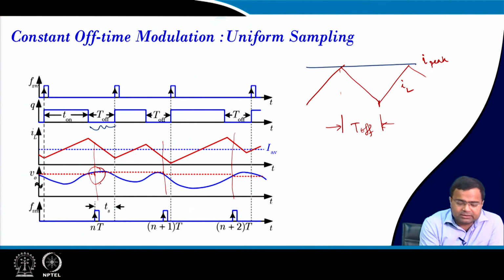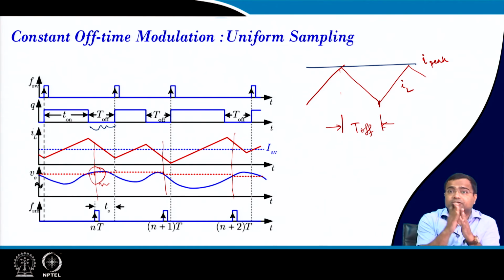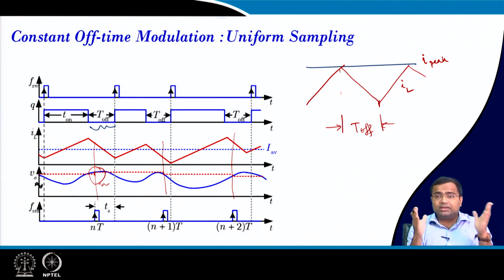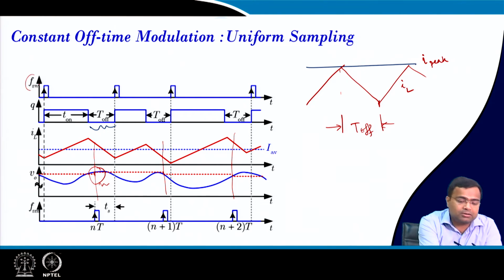So, that means the duration between the sampling point and the turn on time will differ, because there is a mismatch between the sampling instant and the switching instant. It is natural because you are using a fixed frequency sampling clock. I will not say switching clock, because there is no switching clock, it is a trigger clock.